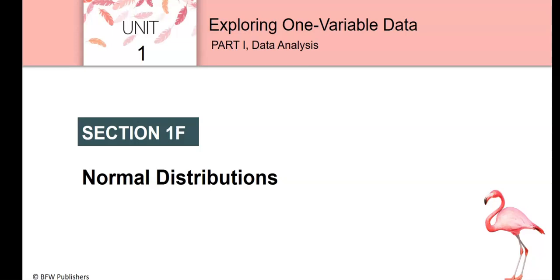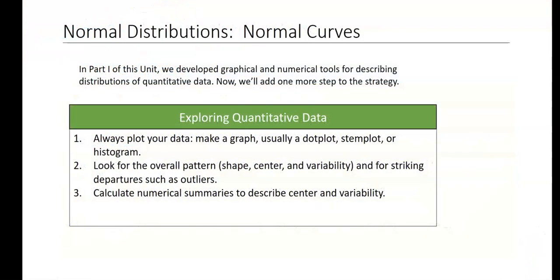Okay, normal distribution. So that's what we're talking about today. This is a big thing in stats. We explore quantitative data. So always plot your data, make a graph. We've already done this, right? Look for overall pattern. We've done that with shape, center, variability, outliers. Calculate numeric summaries. We've done that with one variable stats, right? So when there is a regular overall pattern, use a simplified model to describe it. So a regular or normal pattern, kind of bell-shaped. It is surprising how often this comes up in real life.